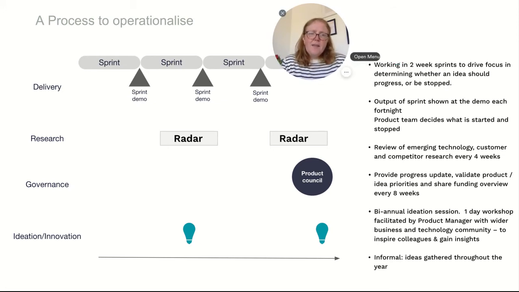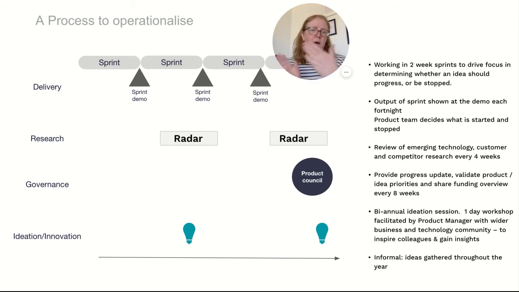So this is almost a full swim lane of delivery activities running across your calendar. At the top here, you've got delivery, and we talk about sprint, which is effectively a 2-week cycle where you're very focused on delivering a particular set of features and particular value for users. So you work in 2-week sprints to drive the focus in determining whether the idea should progress or be stopped.